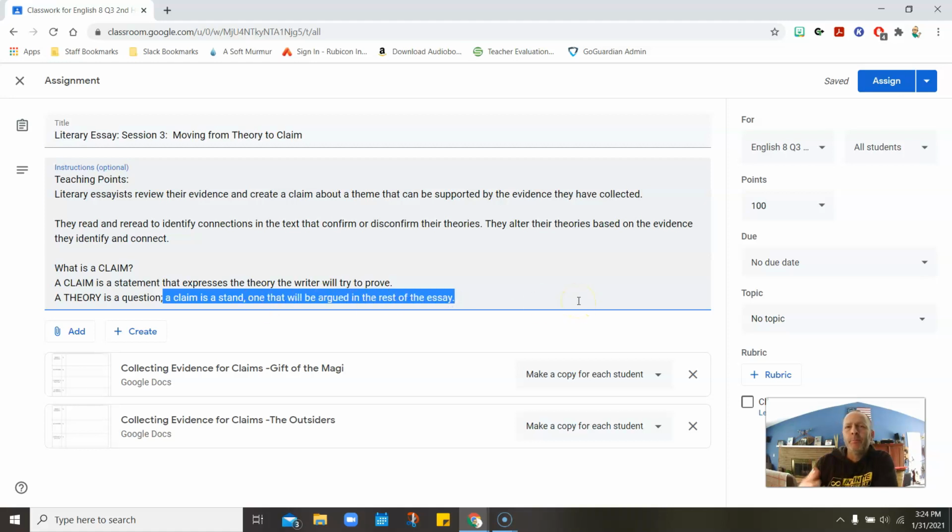Your claim is what you believe, and the information that you've collected as evidence is what will support what you believe. Because remember, we're talking about opinions here. We're not talking about facts. Facts can't be argued. It's either a fact or it's not a fact. And if it's an opinion, you have to find evidence to support it.